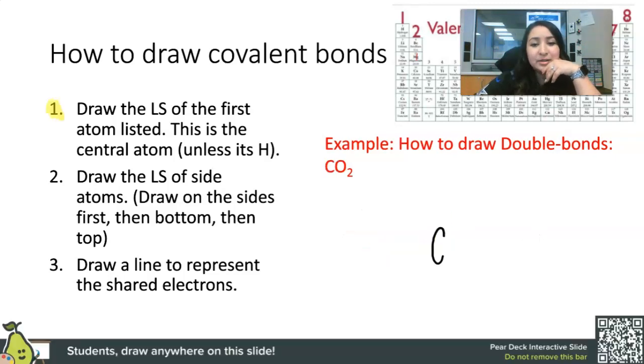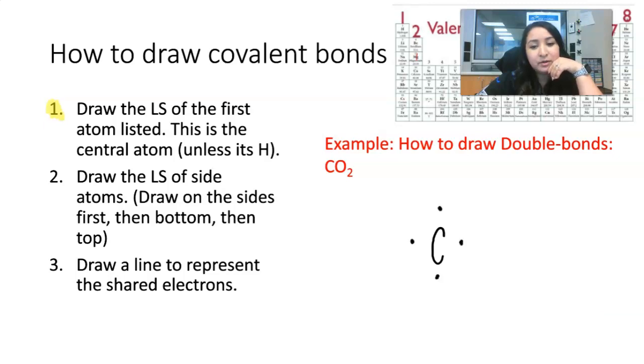Alright, now this is where you can draw. I want you guys to go ahead and draw the Lewis structure for the central atom. So go ahead and draw the remaining valence electrons on carbon. Go ahead and pause. You should have drawn how many? 4 dots. And you give 1 to each side.